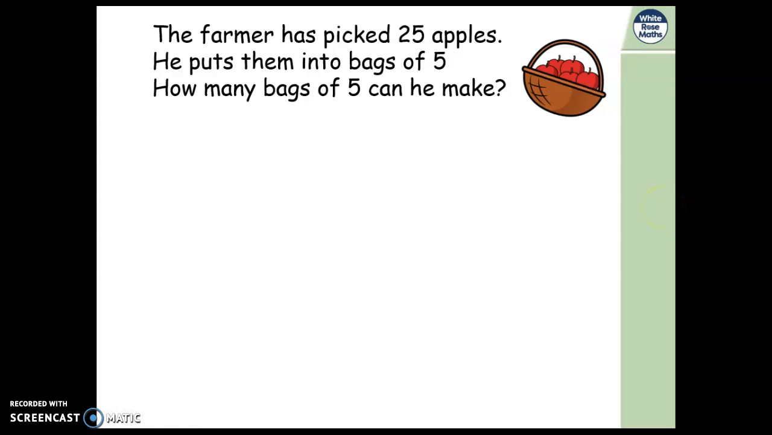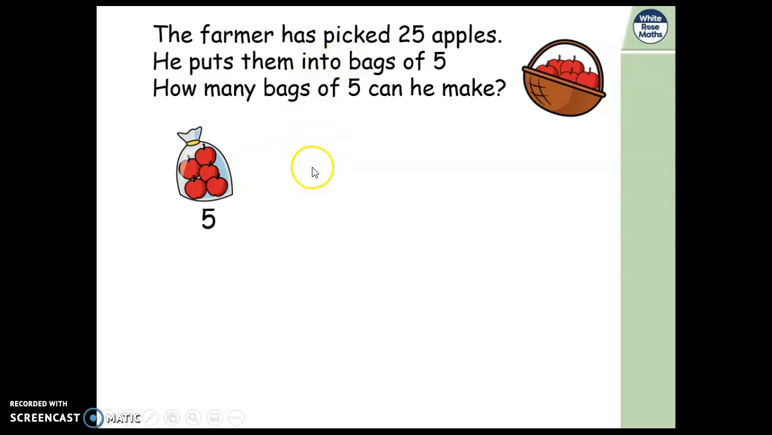Let's have a look at some worded questions to focus on what we've learned. Can we think about what this question is asking us to do and how do we solve it? So, the farmer has picked 25 apples. He puts them into bags of 5. How many bags of 5 can he make?